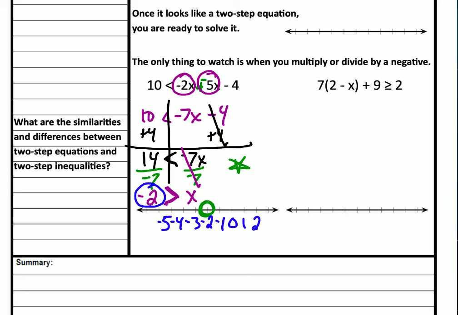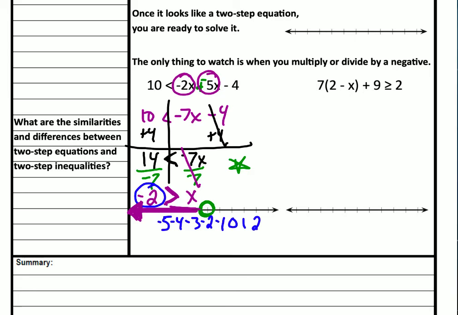Okay. And then be careful on your shading. This is where we have some trouble. When the number is first instead of the variable, it can be tricky. So say it to yourself, negative 2 is greater than x. So if negative 2 is greater than my numbers, my numbers must be less than negative 2. Well, numbers that are less go to the left on my number line. So I'm going to shade those numbers going to the left.